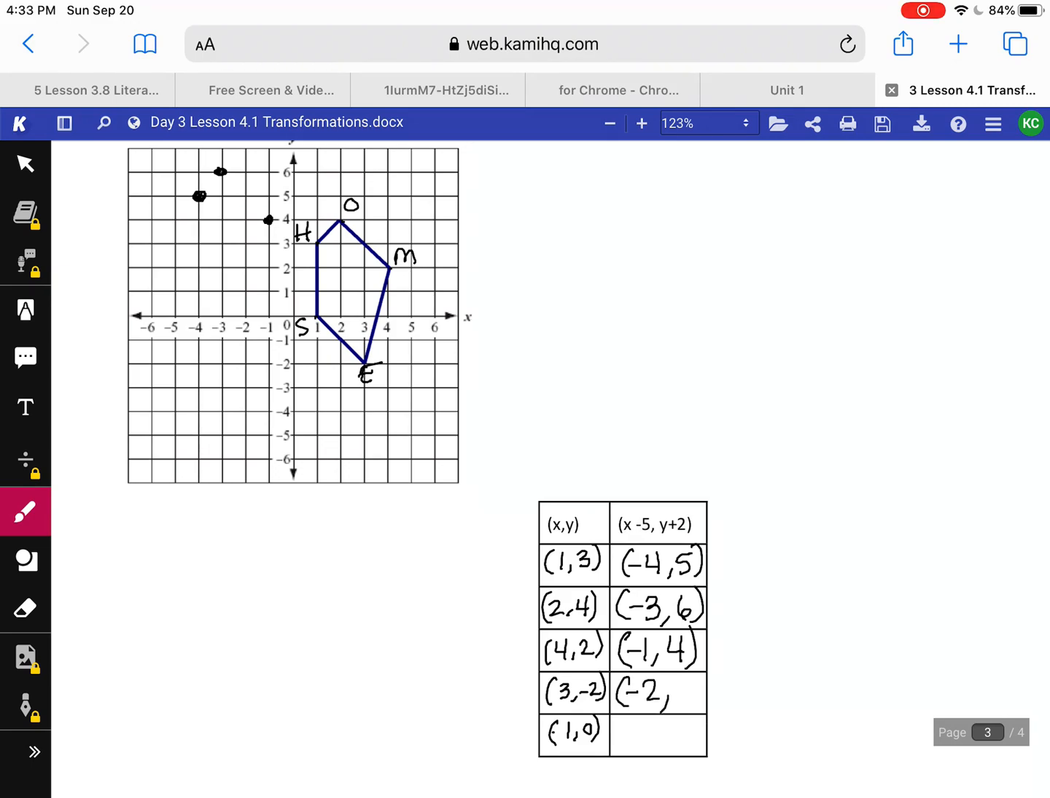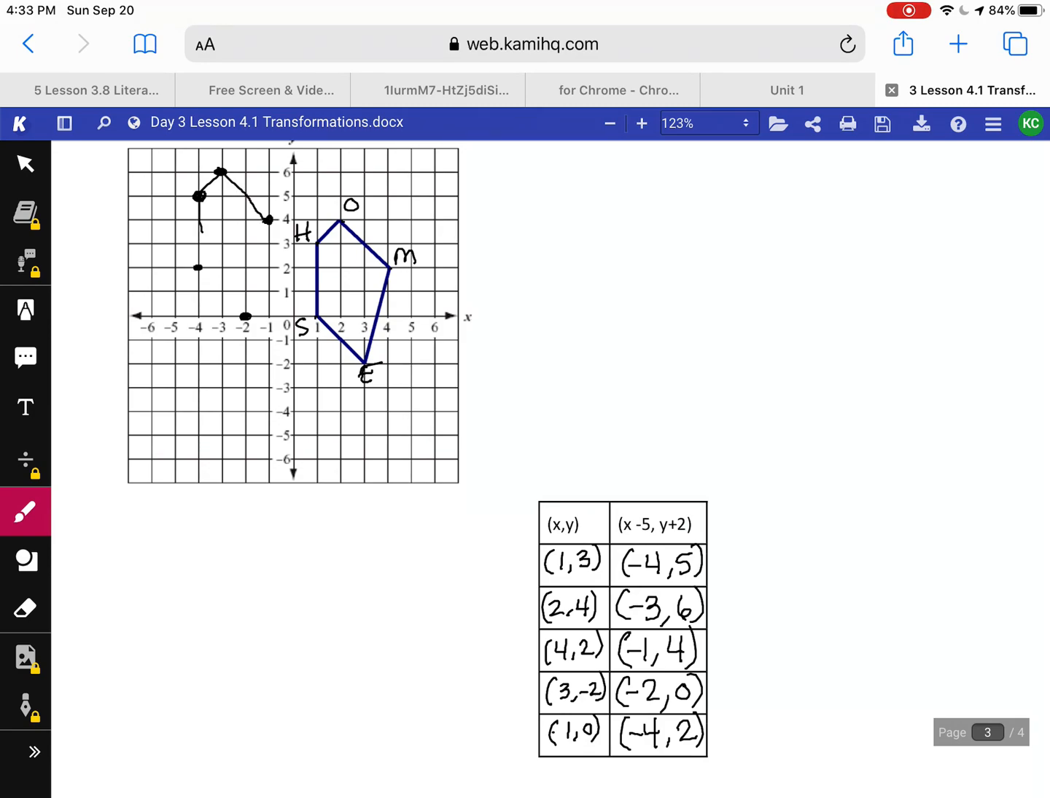3 minus 5, negative 2. Negative 2 plus 2, 0. 1 minus 5, negative 4. 0 plus 2 is 2. Negative 4, up 2.